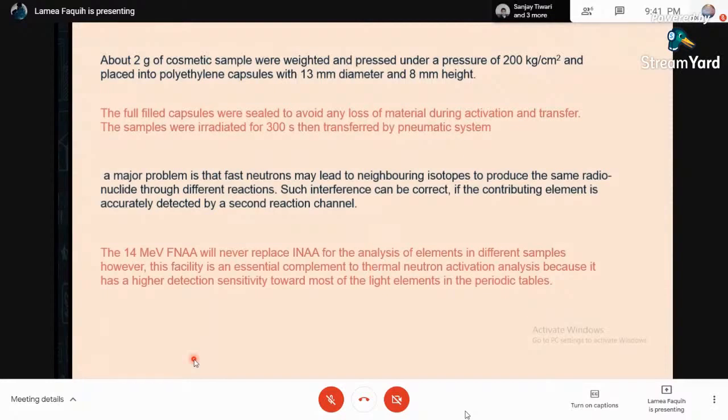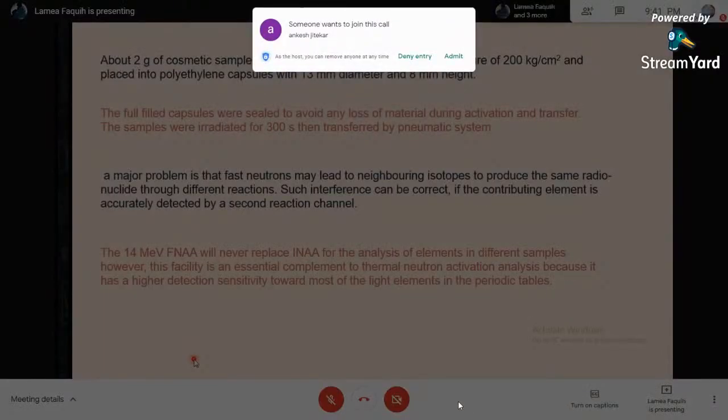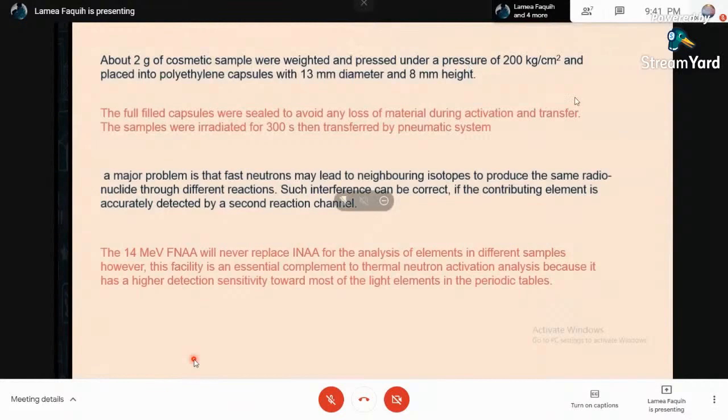So now let us say that we are using a cosmetic sample, some kind of cosmetic powder, for detection. Let's take about 2 grams of our cosmetic sample, weigh it, and press it nicely under pressure, and place it into polyethylene capsules. These capsules have a diameter of 13 millimeters and a height of 8 millimeters, and they are fully filled to avoid any loss of material during the activation process and the transfer process.